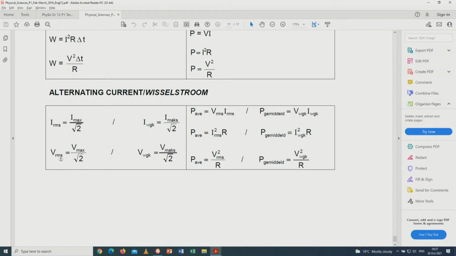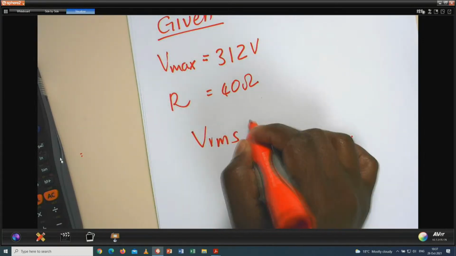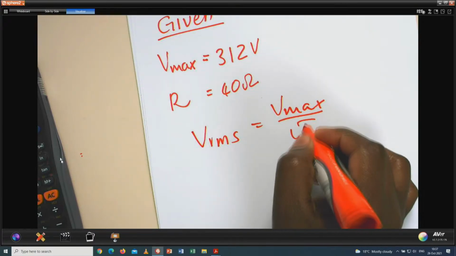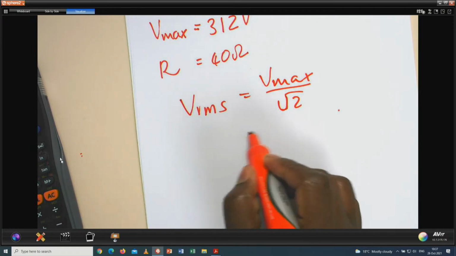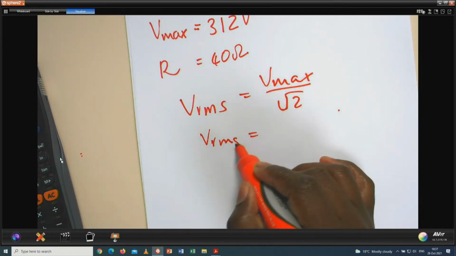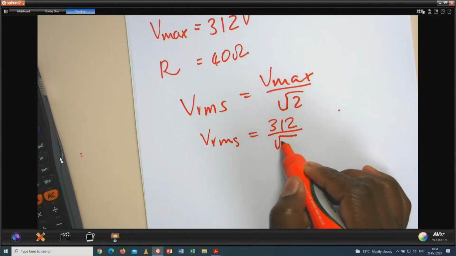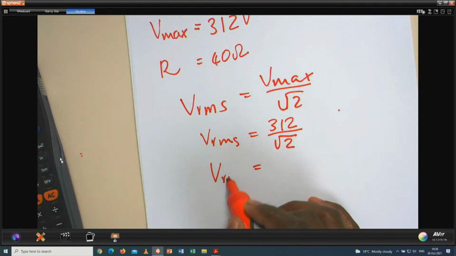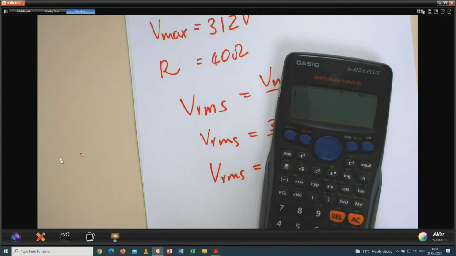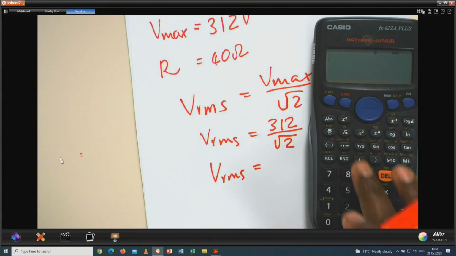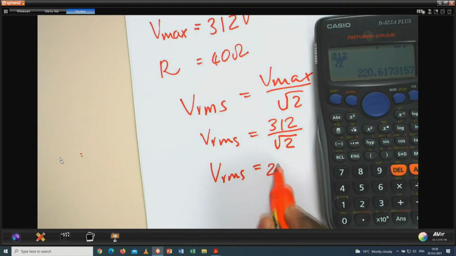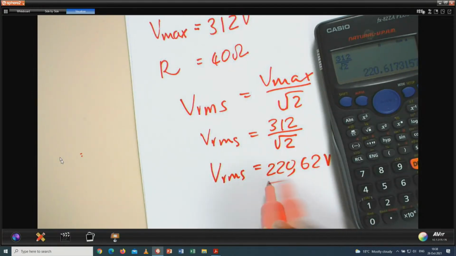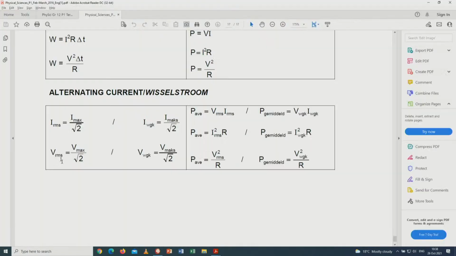So, VRMS is equals to Vmax over root 2. Then you go, your VRMS is equals to 312 over root 2. And if you take your calculator, you will have 312 divided by root 2. 312 over root 2, get 220.62 volts.